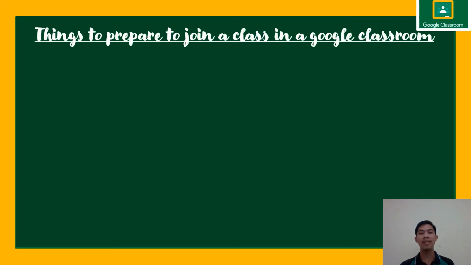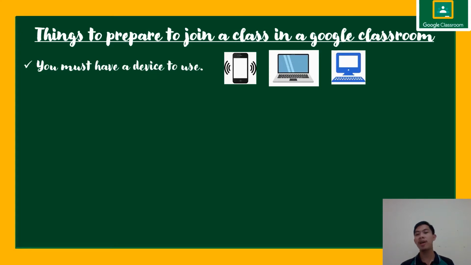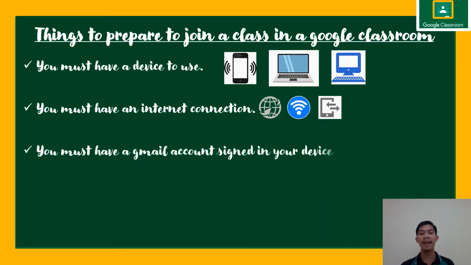Now, let's move on to the things that we should prepare before we can join a class. Number 1 is that you must have a device to use. It could be your mobile phone, your laptop, desktop, tablet, or any devices that can connect to the internet. Speaking of the internet, you must have an internet connection, which means you must be connected into a network. It can be your Wi-Fi or your mobile data.